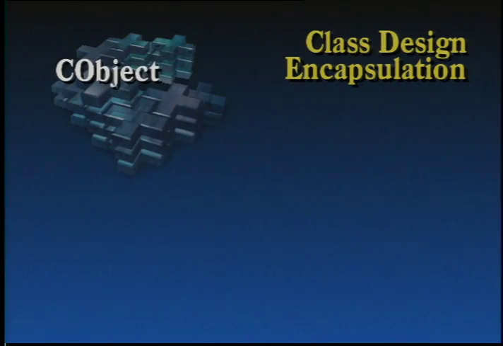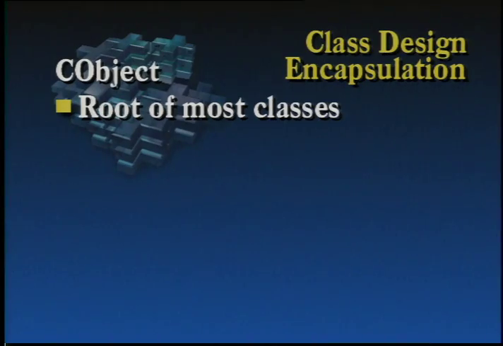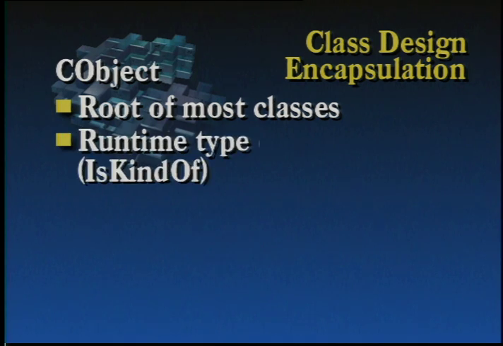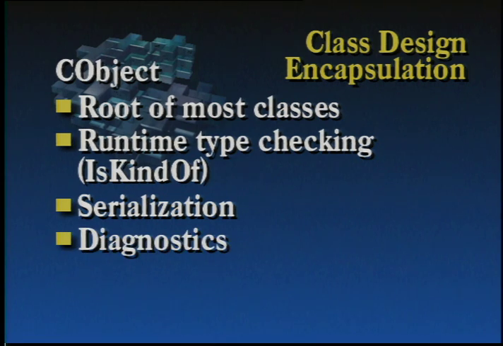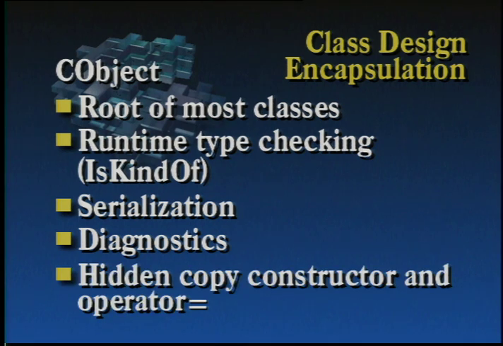Let's go back and talk a little bit about encapsulation. An important notion in MFC is the notion of a CObject. This is an object root which most classes are derived from. The CObject class provides a lot of functionality. Everything from runtime type checking, enabling you to serialize, to save out the data inside your objects, a variety of diagnostics to build more robust code. And we also do typical C++ tricks like hide the copy constructor and operator equals so that people will not get default C++ behavior that they don't want.